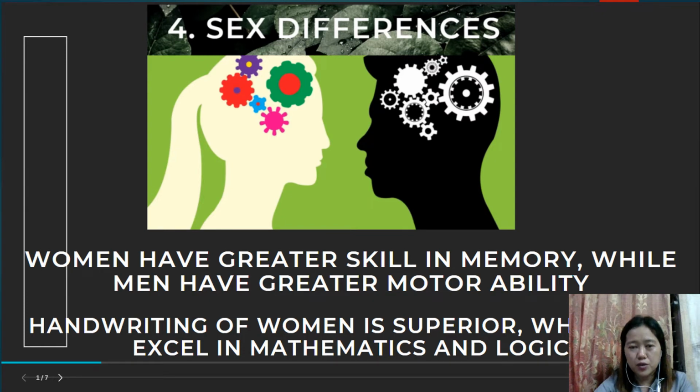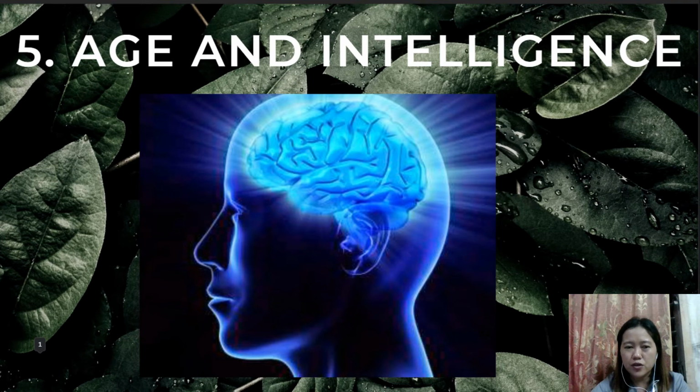Next is sex differences. Nowadays, we consider both men and women equal, but according to studies from McNamara and Terman, there are differences between men and women. For example, women have greater skill in memory, while men have greater motor ability. In terms of handwriting, women are much superior compared to men, and men excel in mathematics and logic compared to women.